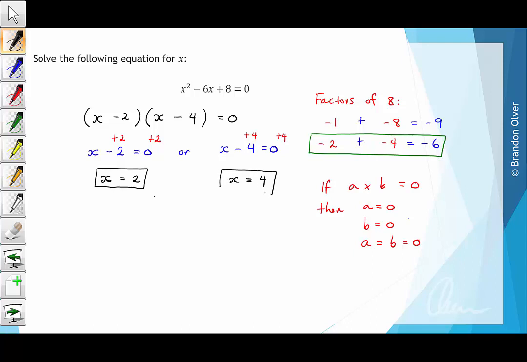So the solutions for this quadratic equation are x equals 2 and x equals 4.